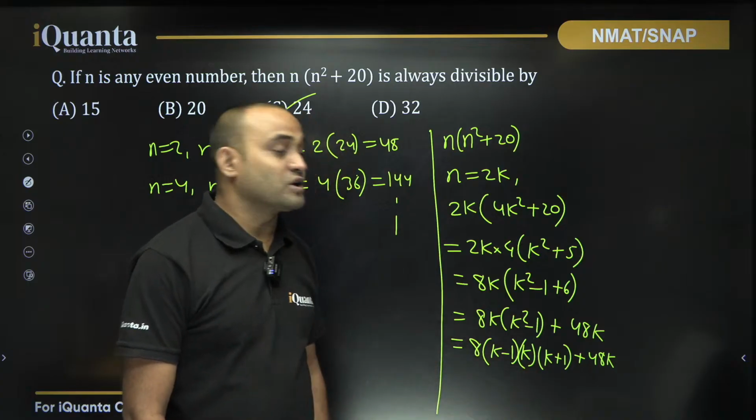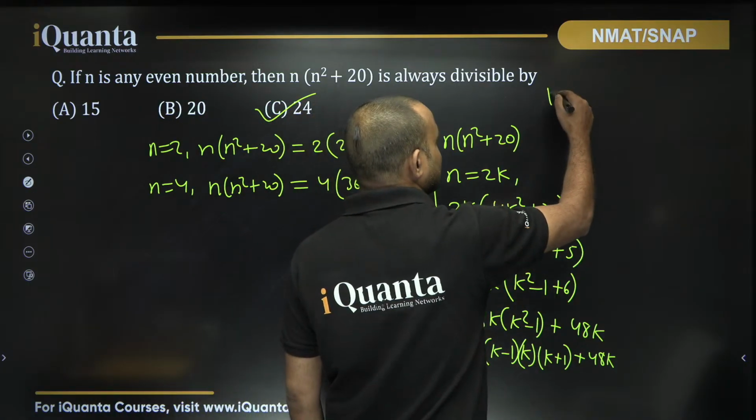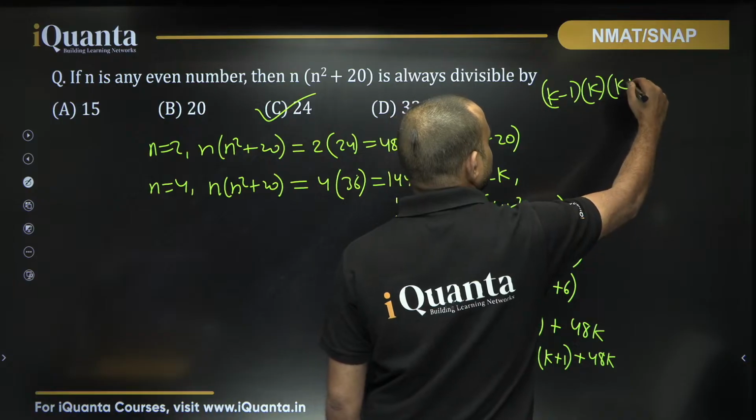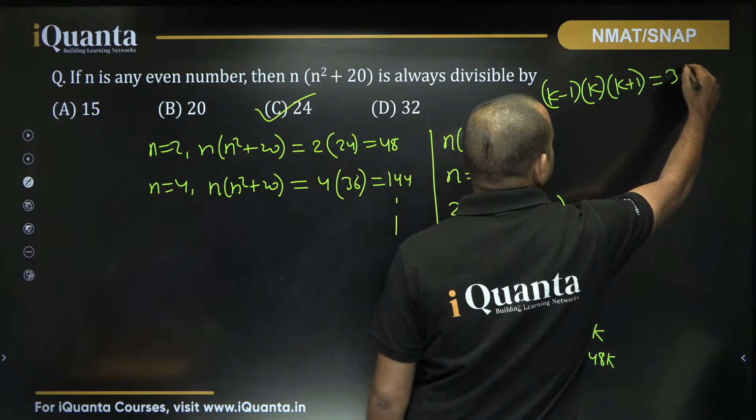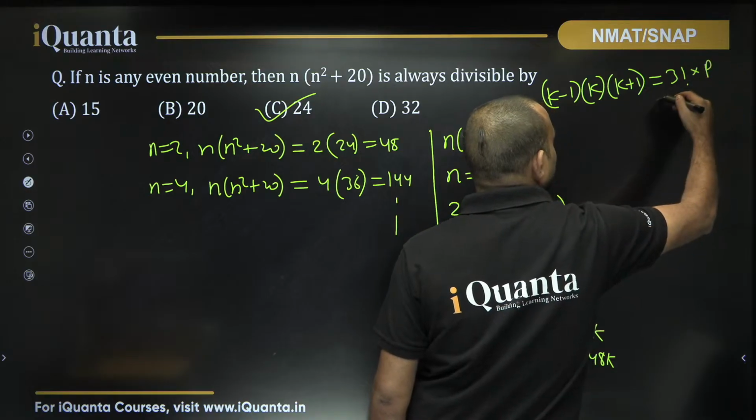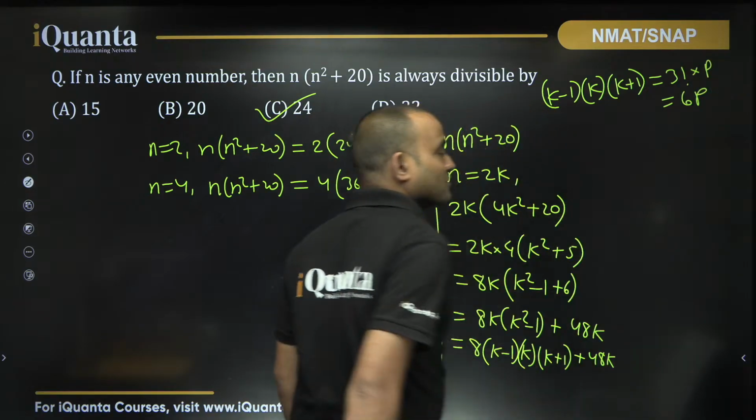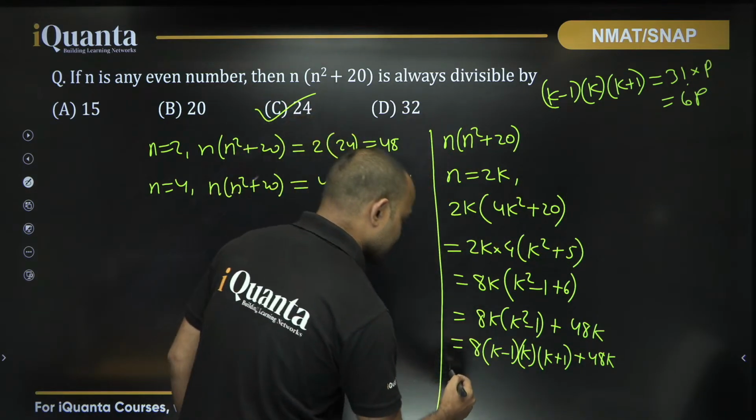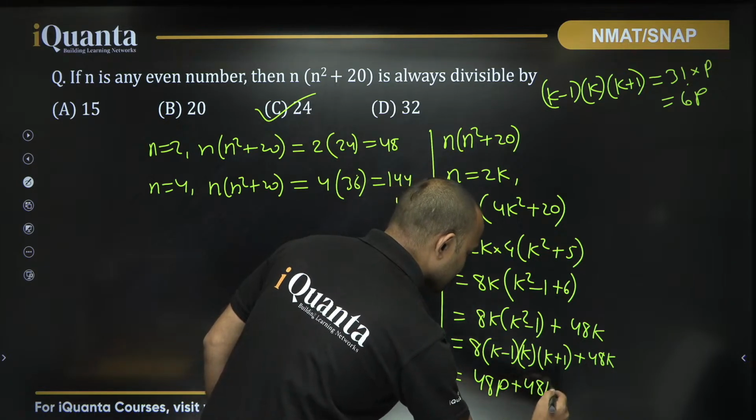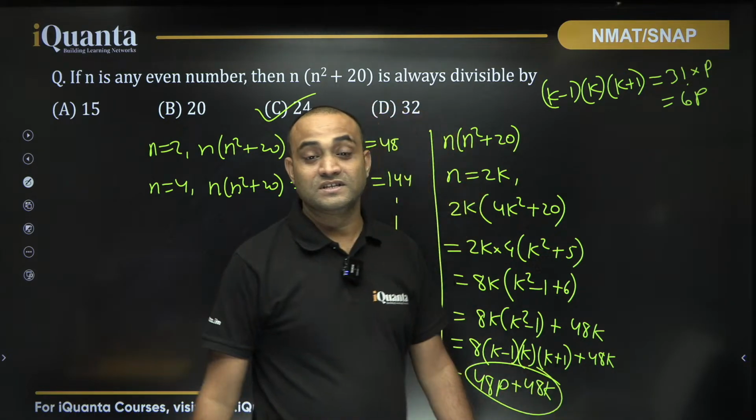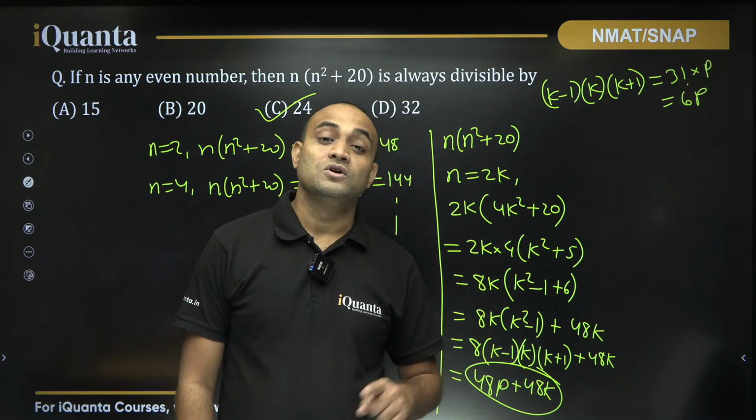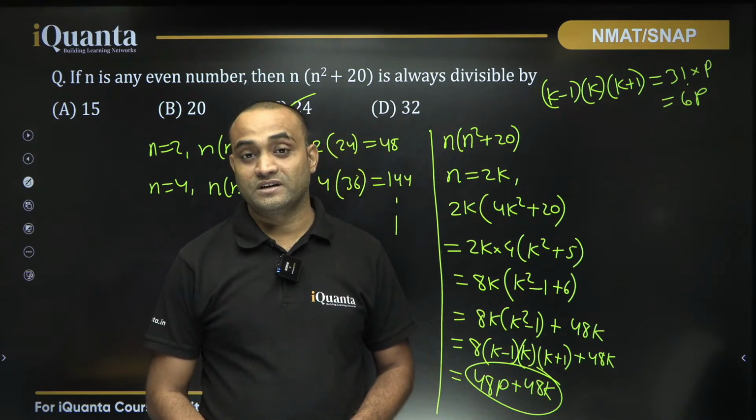If this is product of 3 consecutive integers, can I say k minus 1 into k plus 1 will always be divisible by 3 factorial, let's say 6p, or this will always be a multiple of 6. So this will be equal to 48p plus 48k, means this number is not only always divisible by 24, it will also always be divisible by 48. What is the greatest number?